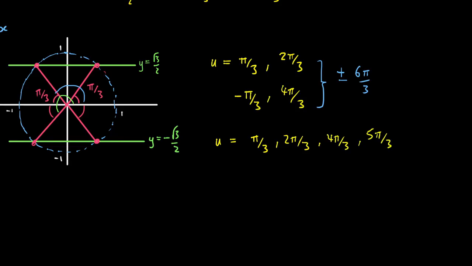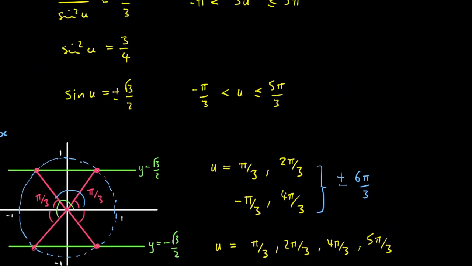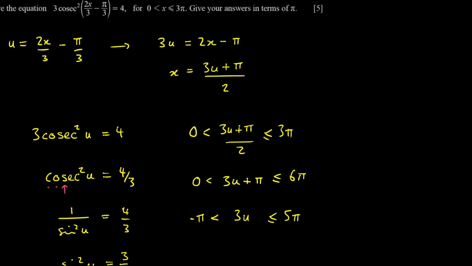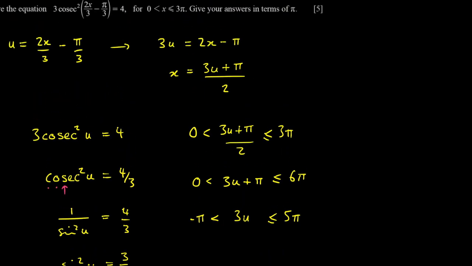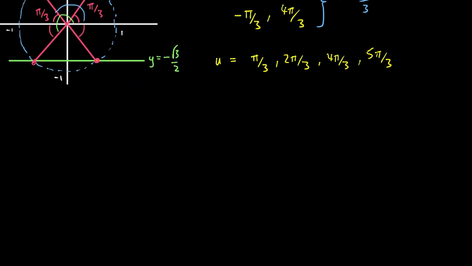And now what I'm really saying is we've got solutions for u. We want to convert these to solutions for x. Well, what's x equal to? x is equal to 3u plus pi upon 2. I don't want to make a mistake here, so I'm going to do it step by step just to be sure.